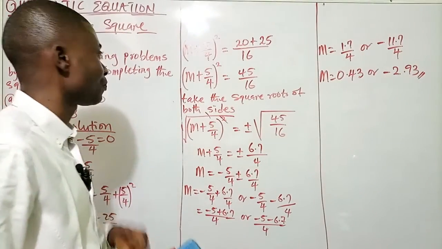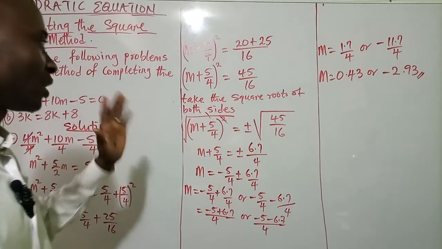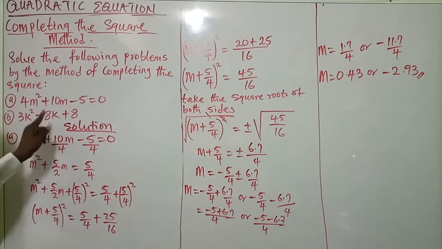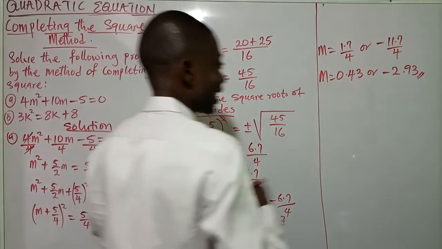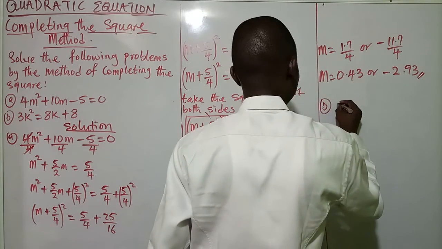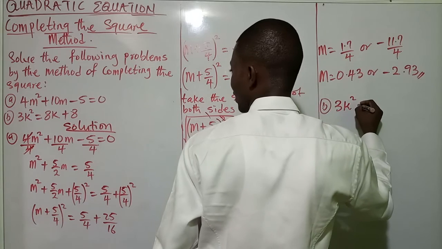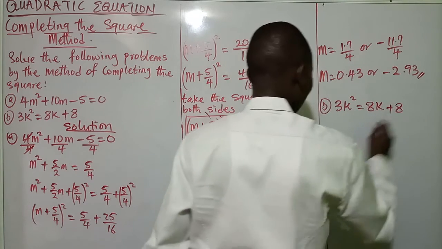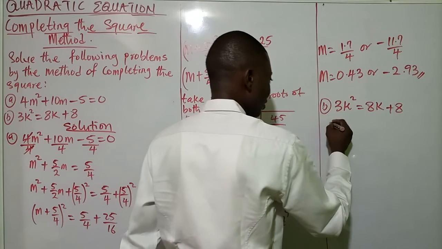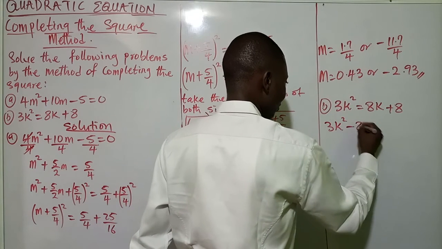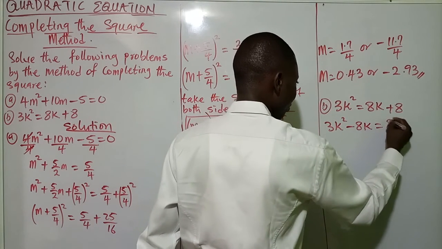Very, very simple. Now, if you know that you understand this, I want you to try this second question on your own. I will stop at a point and I will expect you to try to finish it up. Now, the B part says 3k squared is equals to 8k plus 8. What will you do here? Just take this to this side: 3k squared minus 8k equals to 8.